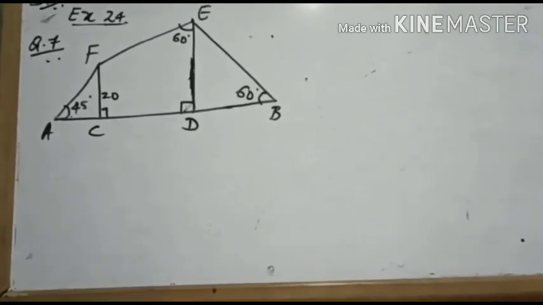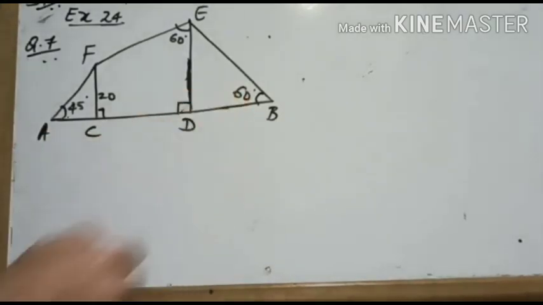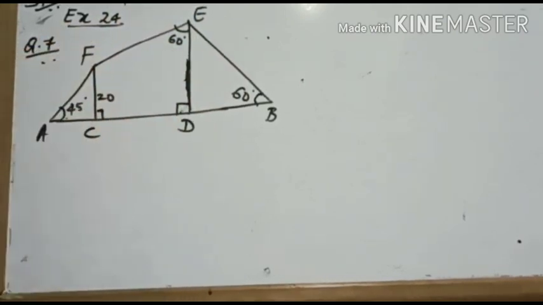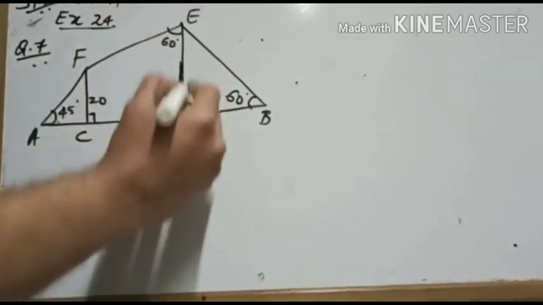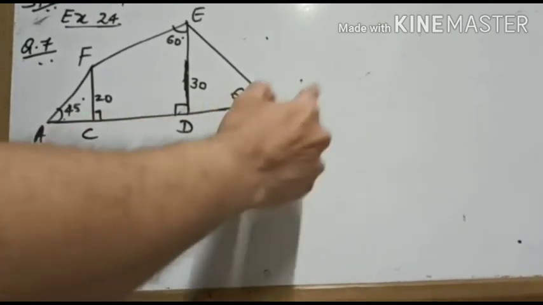I am taking question 7 from exercise 24. They have given us a few values over here: angle A is 45, angle B is 60, angle FED is 60, FC is equal to 20 units, and ED is equal to 30 units. We are supposed to find AB.